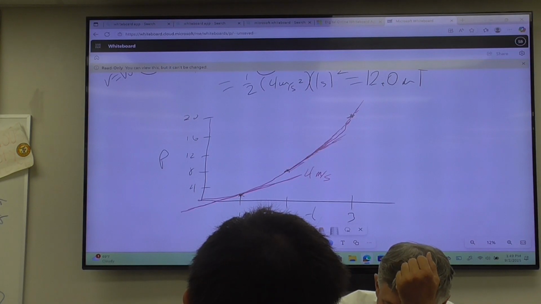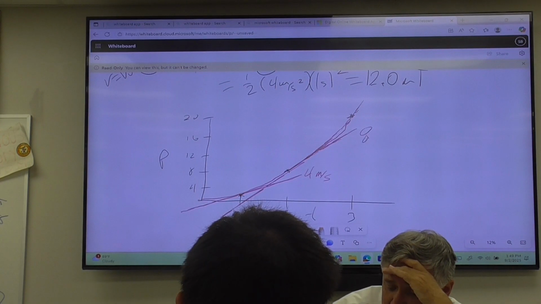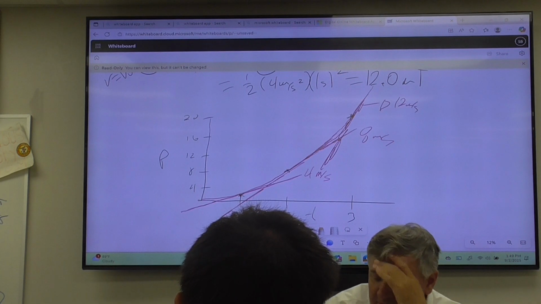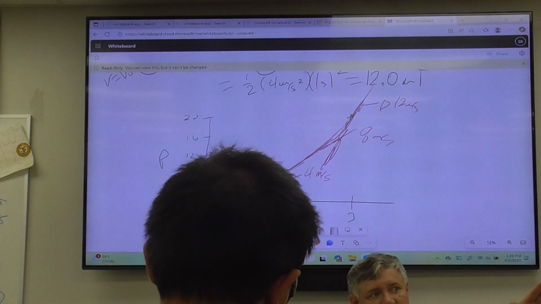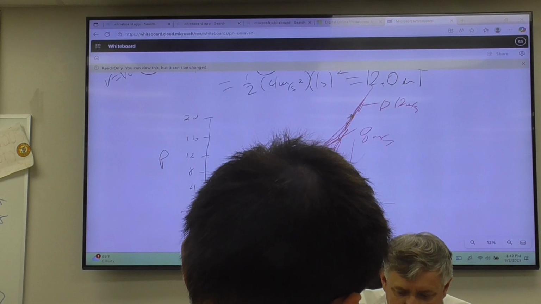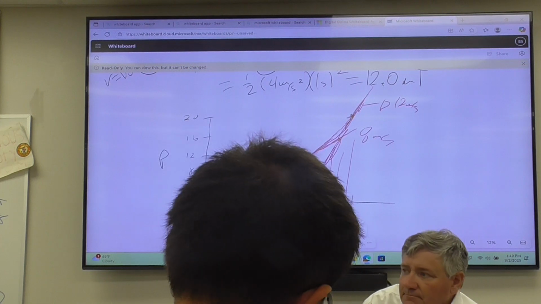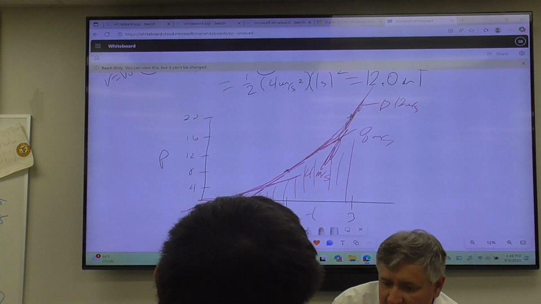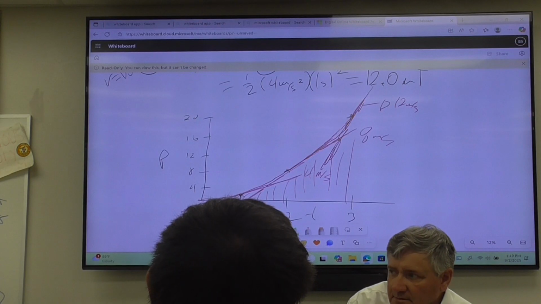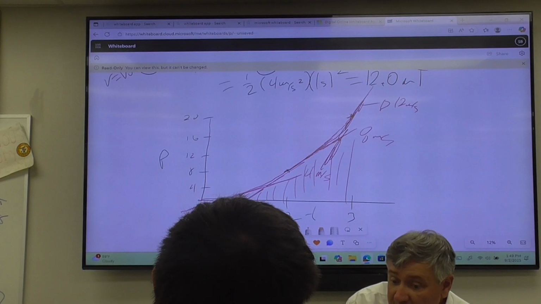What would be the slope at the 2 second mark? 8. At 3 seconds, it would have a slope of 12. Steeper and steeper and steeper. Why 12? Because at 3 seconds, it's going 12 meters per second. I thought it was going 18. No, it was at 18 meters, but it was going 12 meters per second.